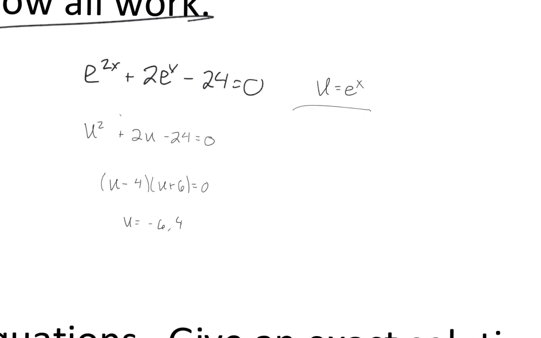So what we're going to say is, okay, let -6 be e to the x and 4 be e to the x. The way that we're going to solve both of these is exactly the same. Take the natural log of both sides. So you have natural log of -6 is equal to x. Natural log of 4 is equal to x. This one is not a possible answer, though, because we have a log of a negative number, so that one can't be it.